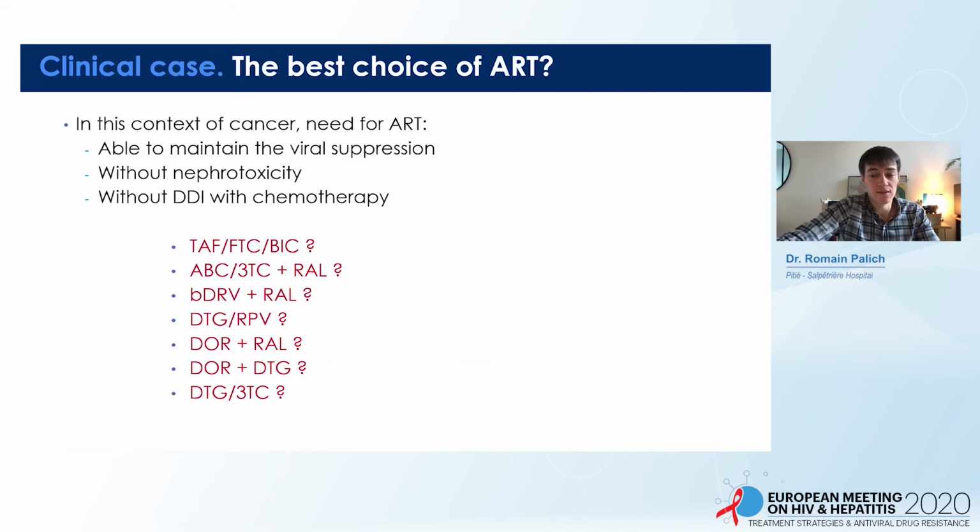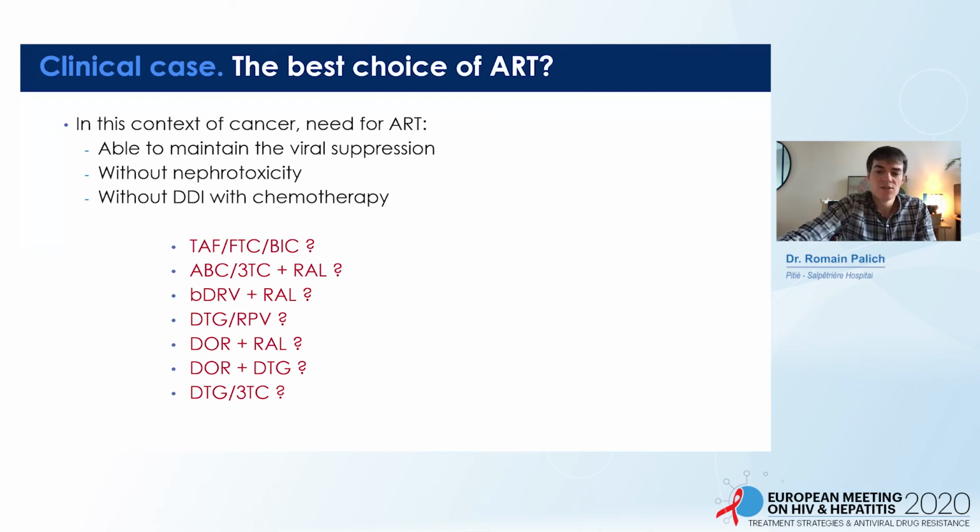So what can we do for this patient? In this context, we need ART able to maintain the viral suppression, of course, without nephrotoxicity and without drug-drug interaction with chemotherapy. So can we give taf-FTC bictegravir, abacavir, 3TC plus raltegravir, boosted darunavir plus raltegravir, dolutegravir rilpivirine, dolutegravir raltegravir, dolutegravir, or dolutegravir plus lamivudine?